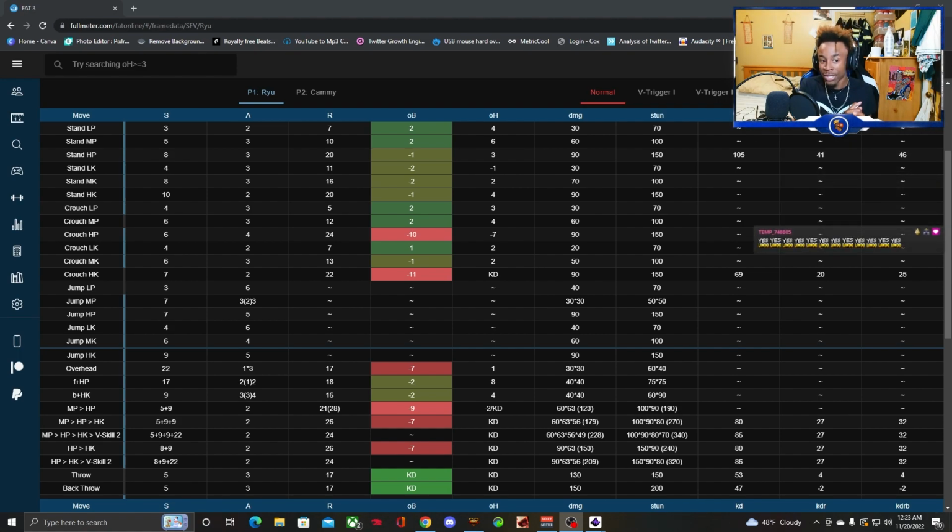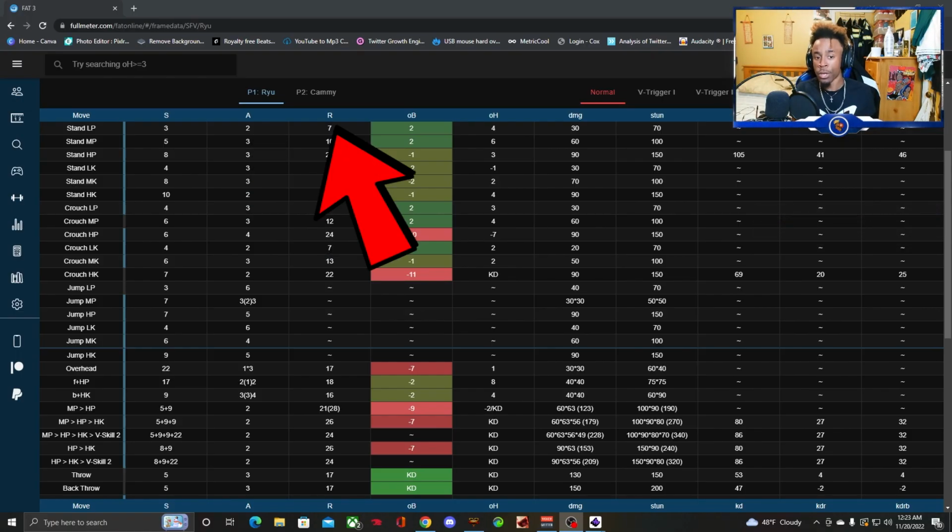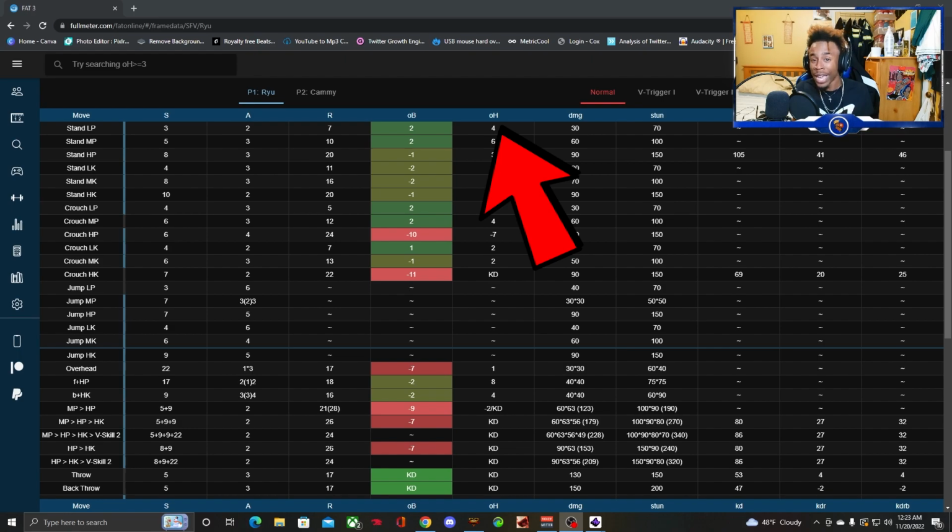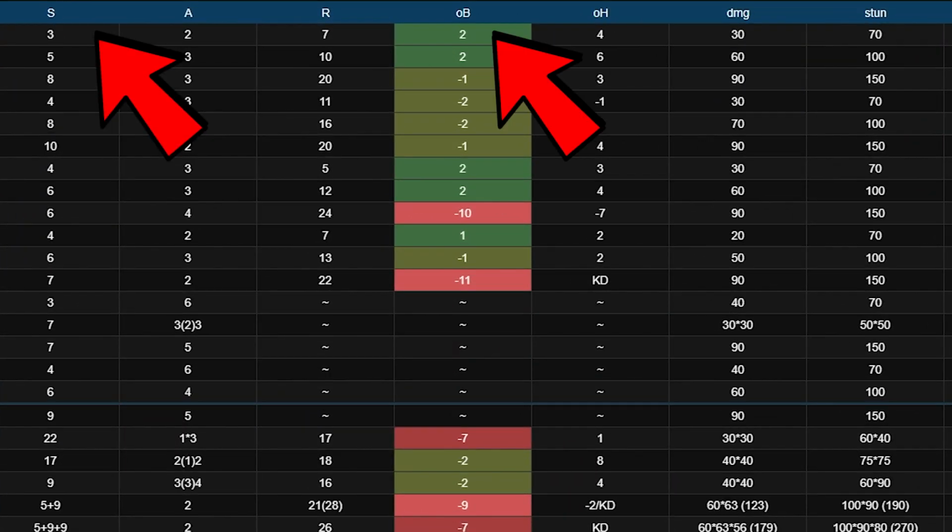A few things I like to take note of from when I was first learning this. Definitely pay attention to the S, which stands for startup. A stands for active. R is for recovery. OB is for on block. OH is on hit. The three you really want to pay attention to when first starting out are the S, OB, and OH.